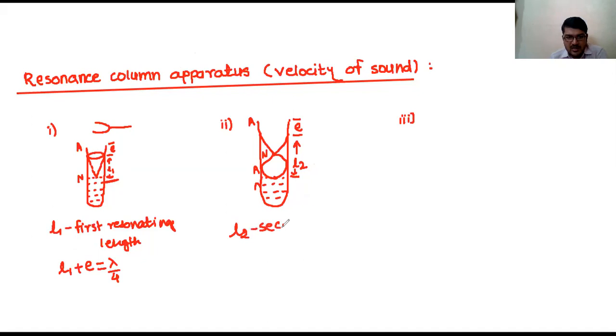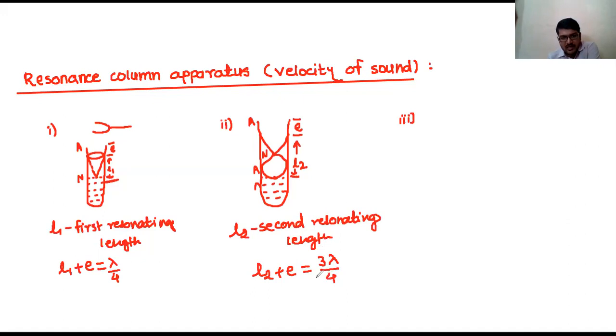Now, L2 is the second resonating length. So here you are getting L2 plus E is equal to, this is lambda by 2, lambda by 4. How much? Lambda by 2 plus lambda by 4. How much will it be? 3 lambda by 4. In the second case, you are getting 3 lambda by 4. Call this equation number 1. This is equation number 2.